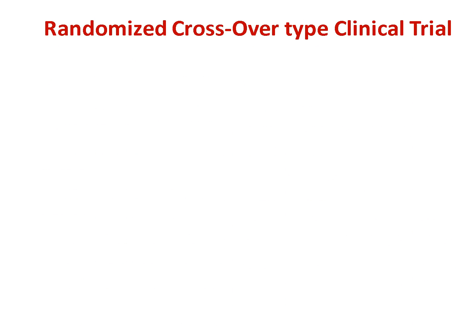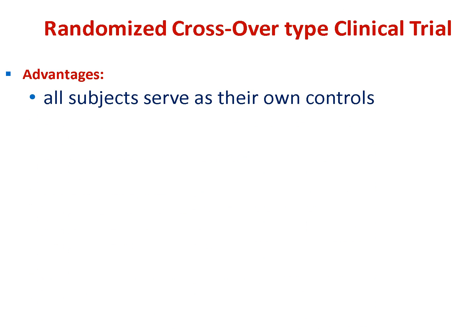Now we can go through the advantages and disadvantages of the randomized crossover type clinical trial. What are the advantages? All subjects serve as their own controls. So we can remove the effect of confounding variables or other extraneous variables because the same subjects get treatment and placebo. So we can compare the outcome in both the treatments, either experimental or control treatment.